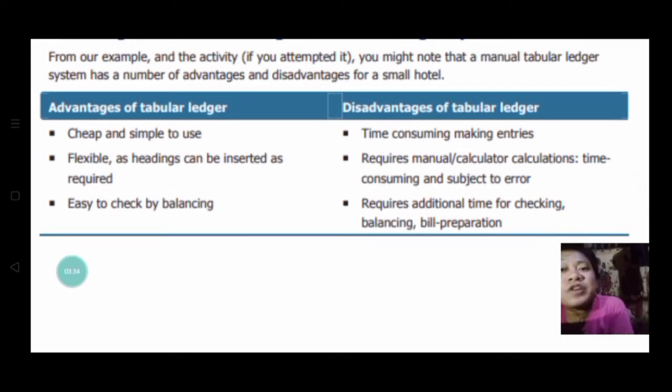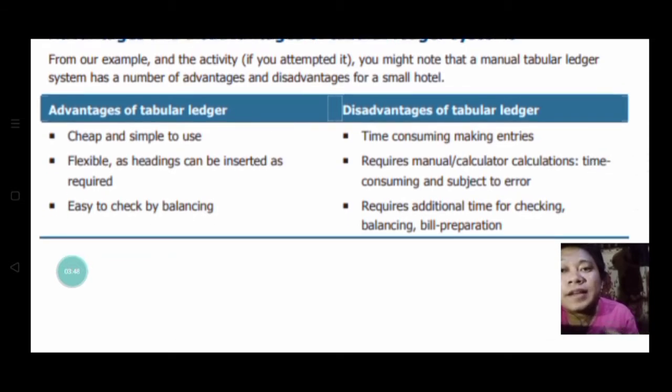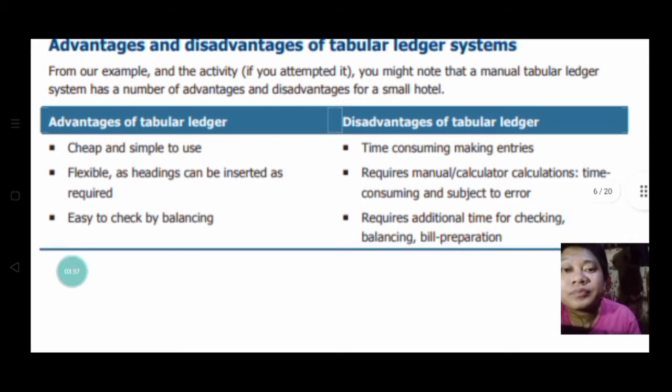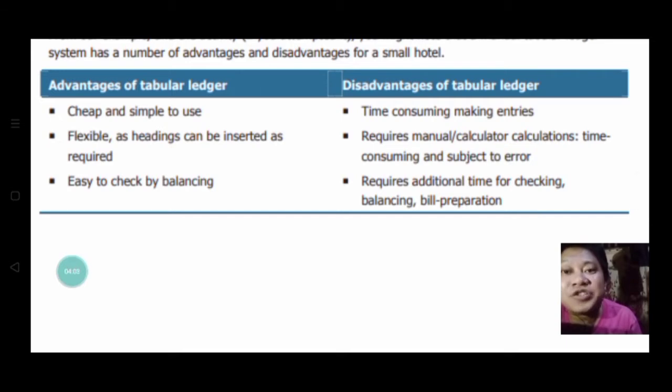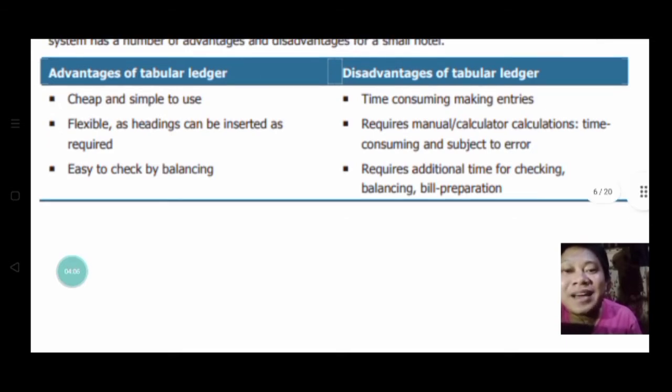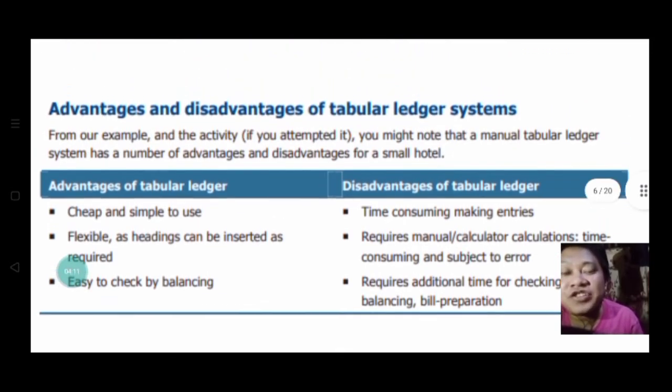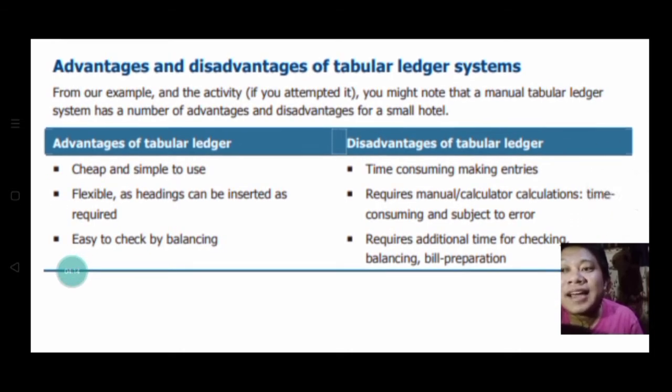In the disadvantages, it requires manual use of a calculator. Once they calculate the amount of one guest, a lot of time is wasted. Then the last one is that it requires additional time for checking, balancing and bill preparation. So these are the advantages and disadvantages of the tabular ledger.